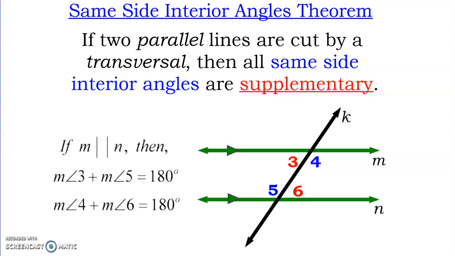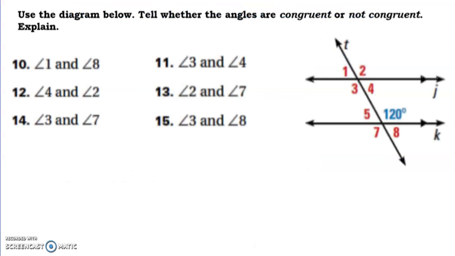So if we look, measure of angle 1 and 8. Those are alternate exterior angles, so they are congruent.